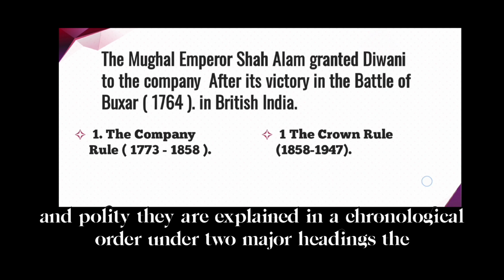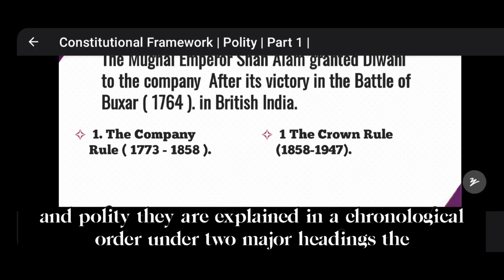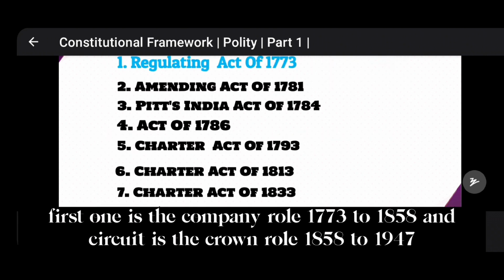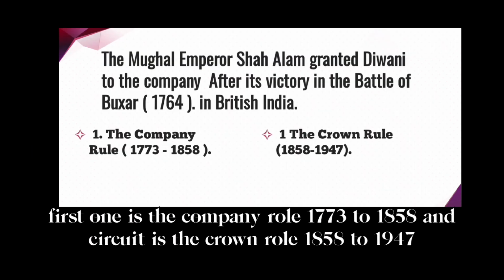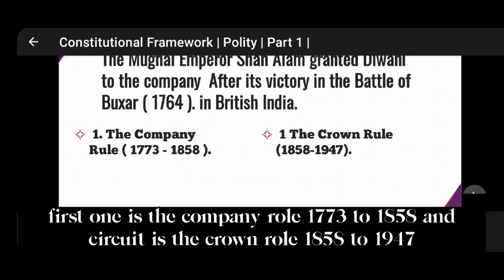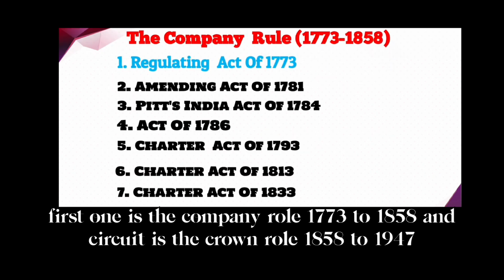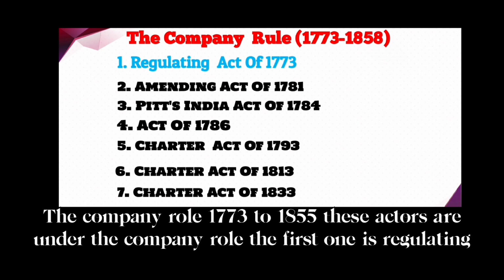They are explained in chronological order under two major headings. The first one is the Company Rule, 1773 to 1858, and the second is the Crown Rule, 1858 to 1947. In the Company Rule, 1773 to 1858, these acts come under the Company Rule.